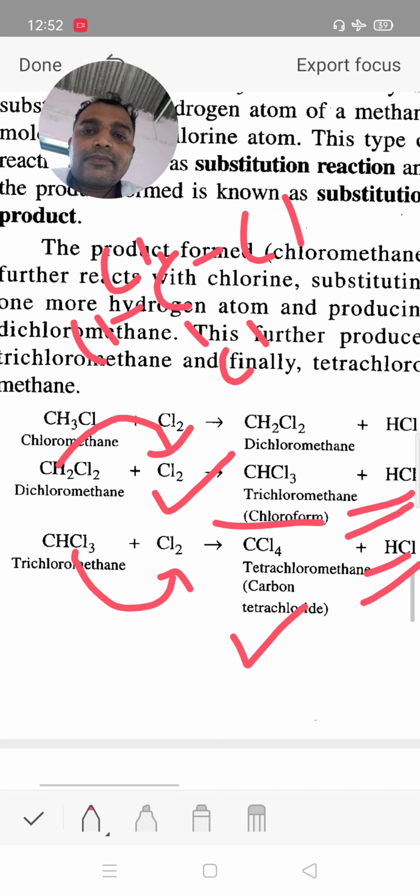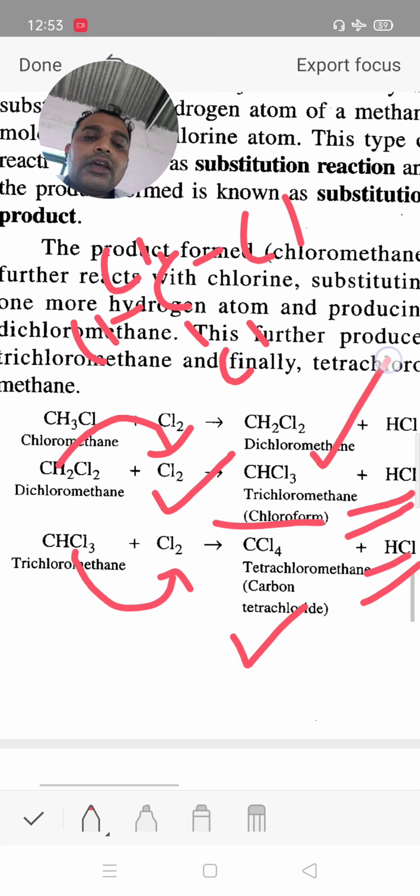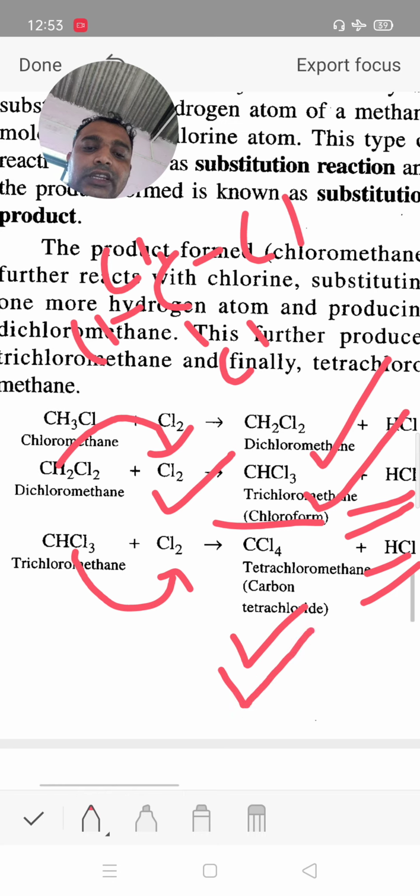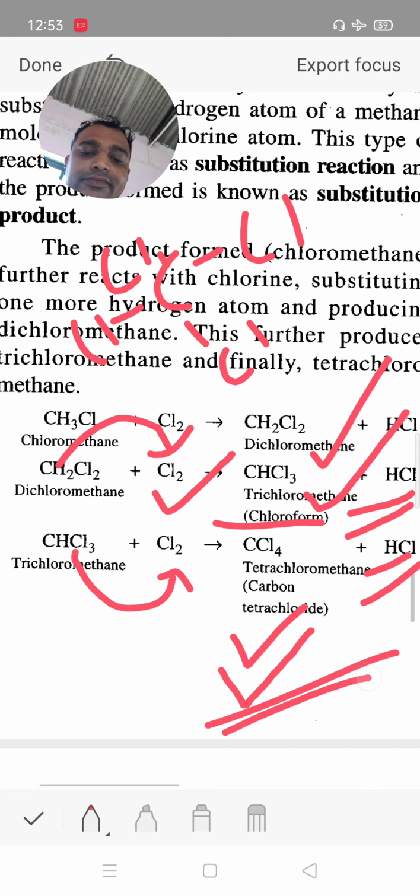In every step one hydrogen is replaced by Cl, and the first product is methyl chloride. Methyl chloride again reacts with Cl2 and gives dichloromethane, and dichloromethane again reacts with Cl2 to give chloroform. Another IUPAC name is trichloromethane. Trichloromethane, chloroform, again reacts with Cl2 and gives carbon tetrachloride.